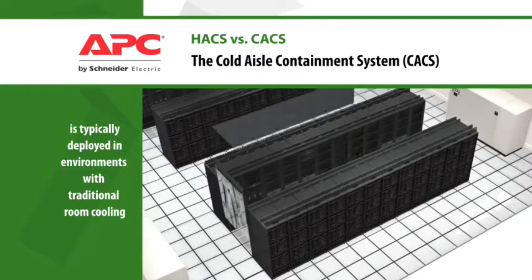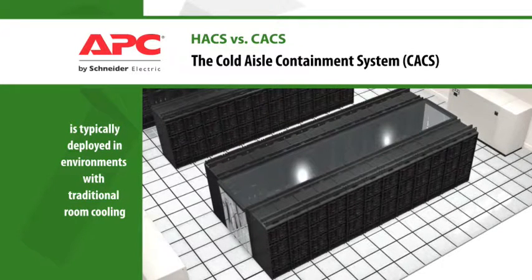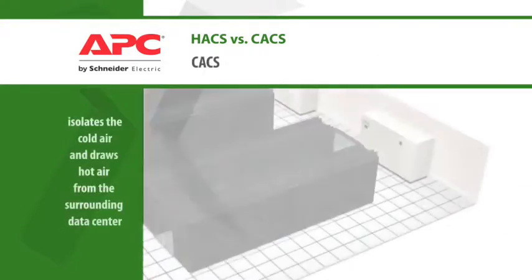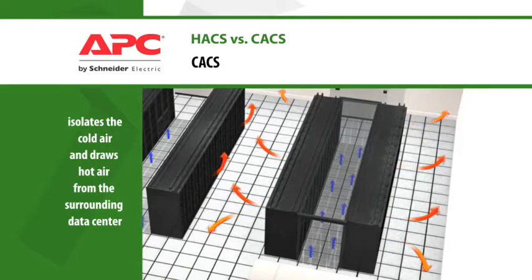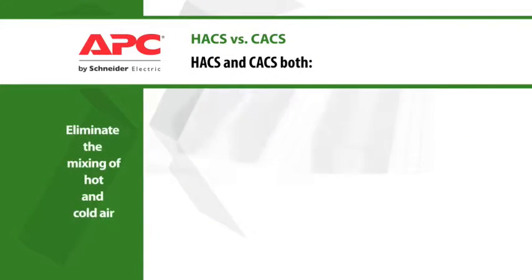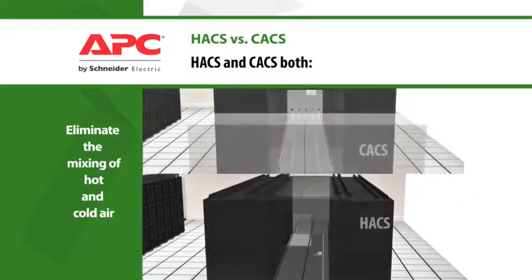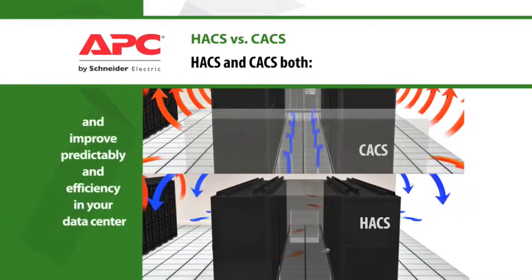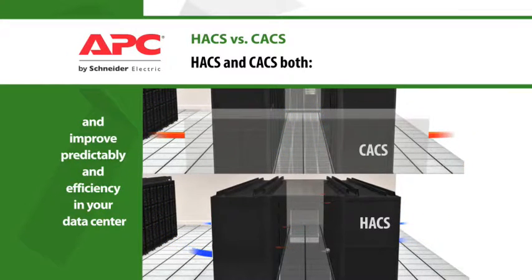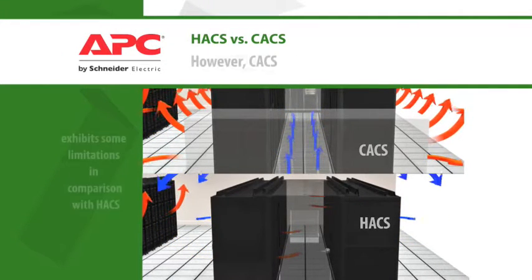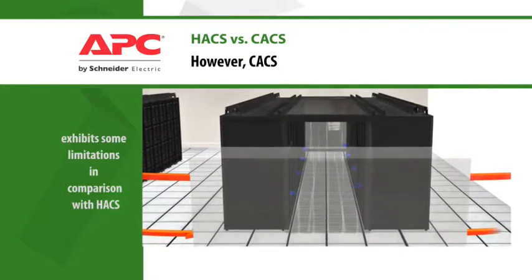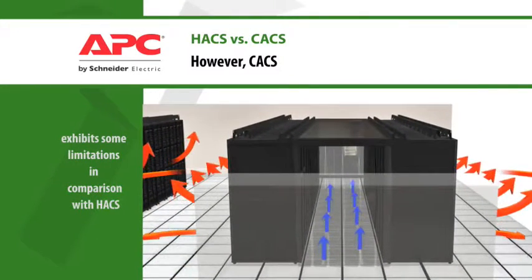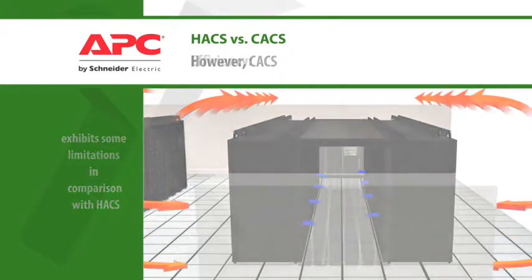Cold aisle containment, or CAC, is typically deployed as an improvement to environments with traditional room cooling in place. The cold aisle containment system isolates cold air in the aisle, drawing hot air from the data center space. Both the hot aisle and cold aisle containment systems eliminate the mixing of hot and cold air. By keeping these airstreams separate, the cooling system can run with more predictability and efficiency. While both the hot aisle and cold aisle systems help solve today's data center challenges, the cold aisle containment exhibits some limitations in comparison with the hot aisle system.